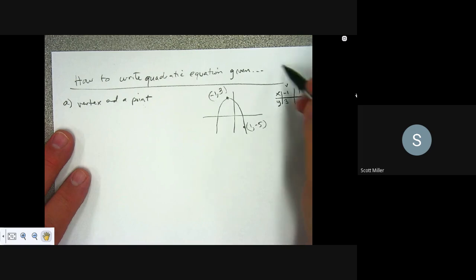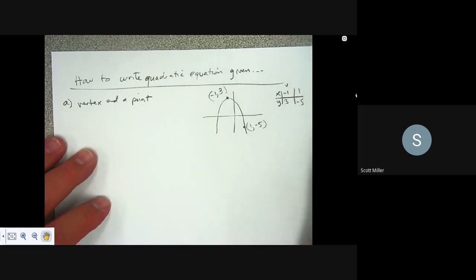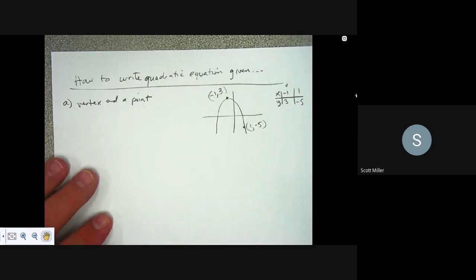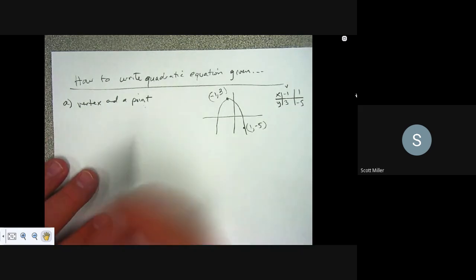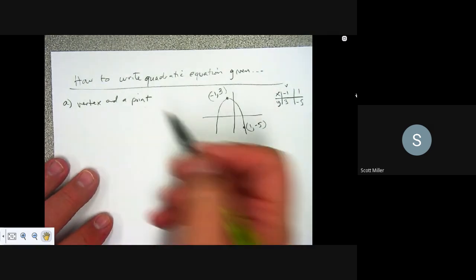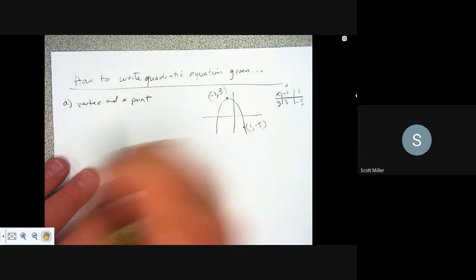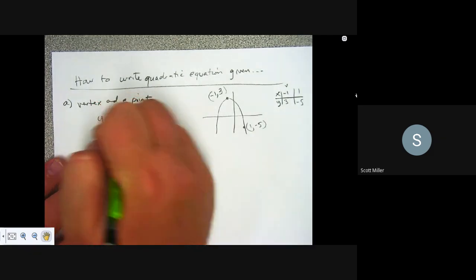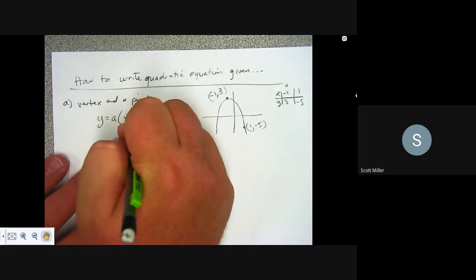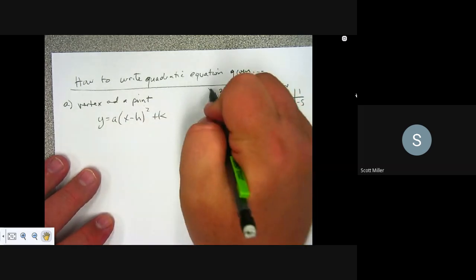You've got to make sure you have a vertex. If you don't have a vertex, then you need 3 points, and that's a little bit more complicated, which I will not do here. So you want to have a vertex and a point, then I can do this equation. So with that, if I give you a vertex, you're going to use the vertex form, because I gave you the vertex, I gave you h and k.